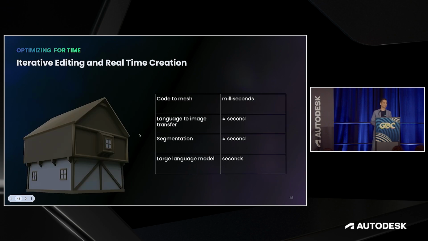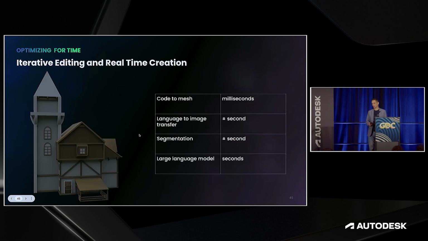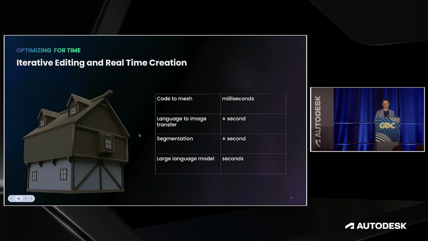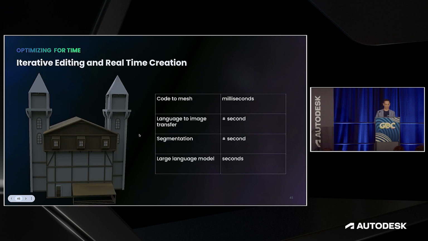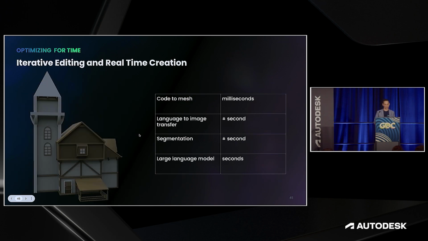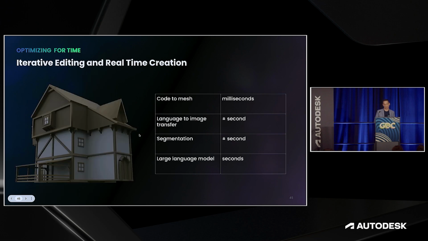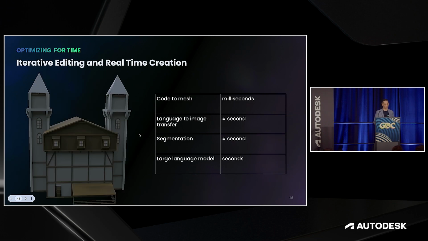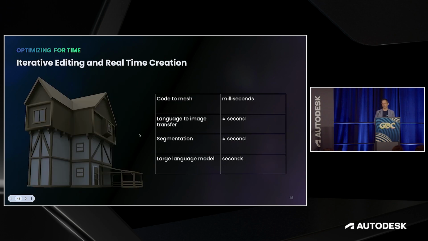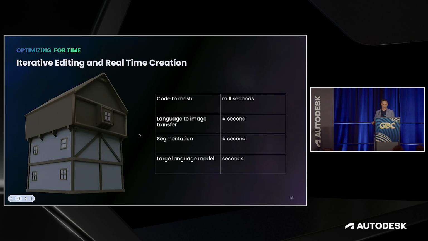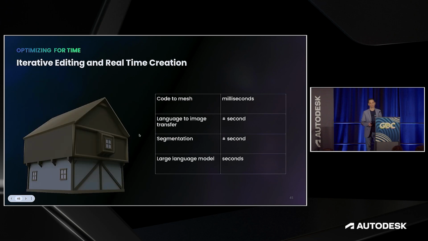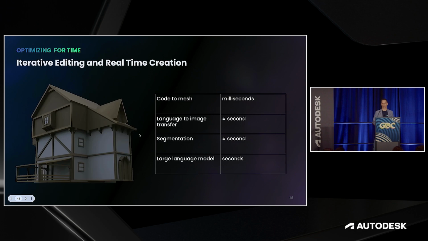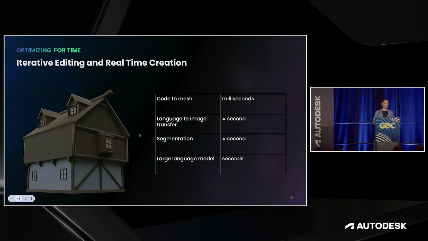So all those photogrammetry AI techniques are very energy consuming and are very long processes, whereas we use methods that are much lighter. When we do code to mesh creation, it takes milliseconds. We use language to image transfers, which is about a second of inference time. Segmentation is also about that. And probably the slowest thing we use is large language models, but they also return responses within a few seconds, right? So we think definitely that iterative design and fast results help in the creation process.